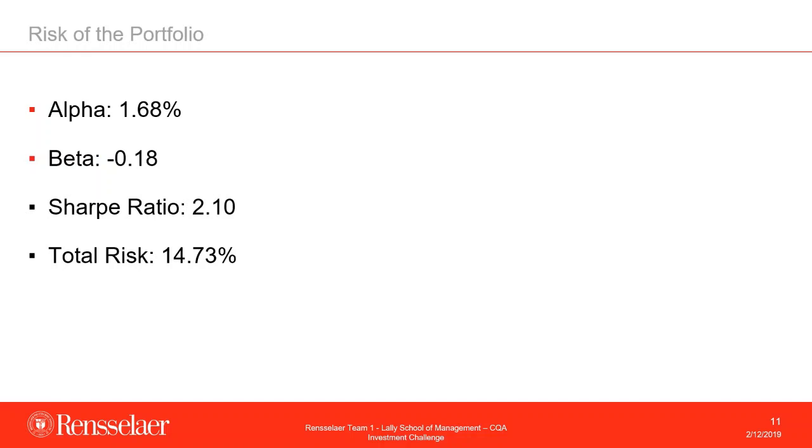Here we have the risk analysis for our portfolio. These ratios were taken on February 12, 2019. The alpha is 1.68%. Our beta is negative 0.18. The Sharpe ratio is 2.10, and our total risk is 14.73%.